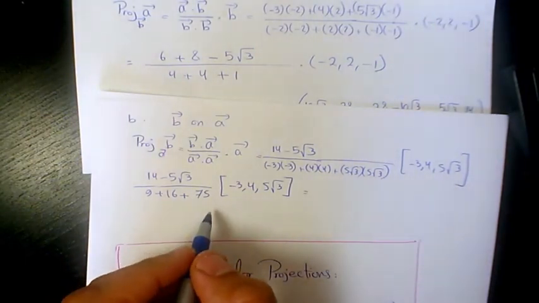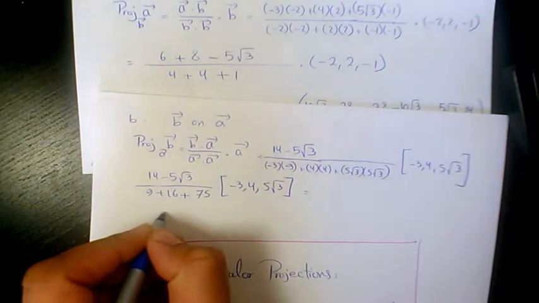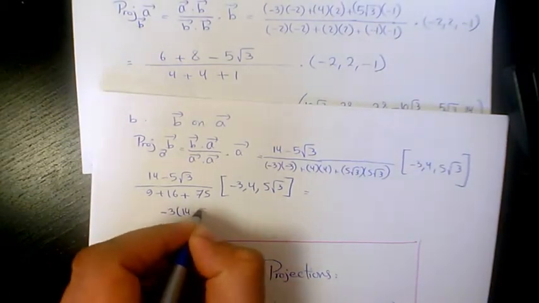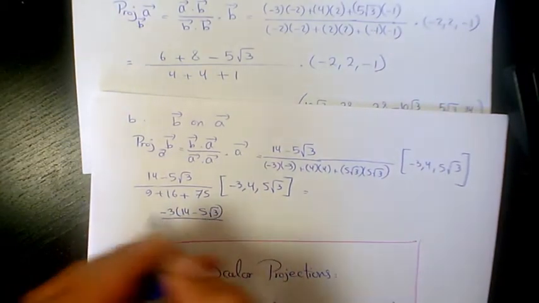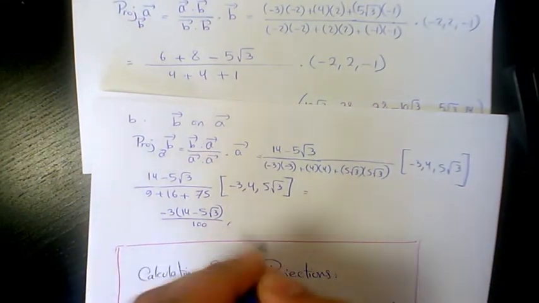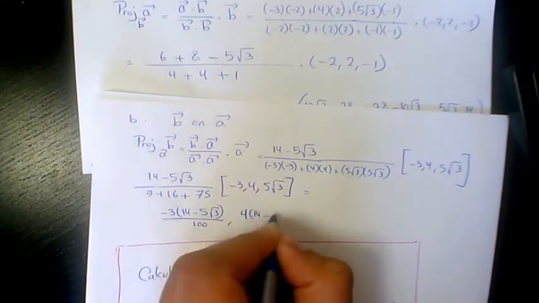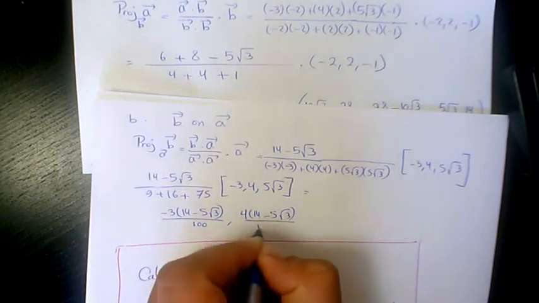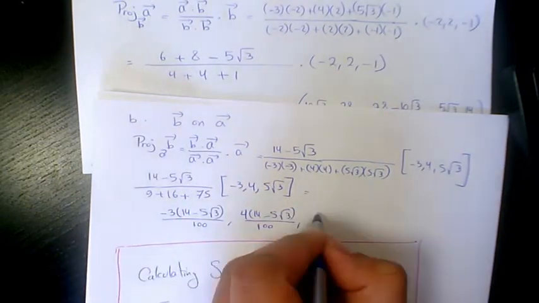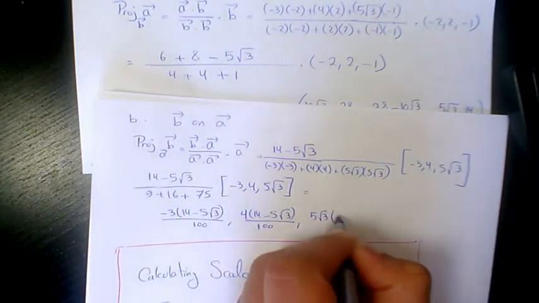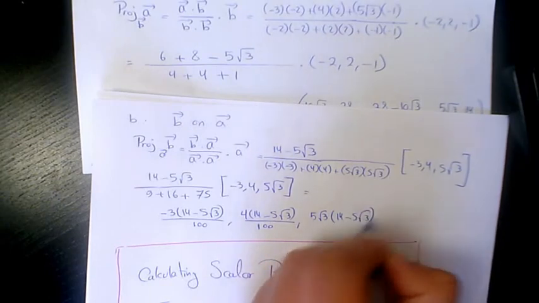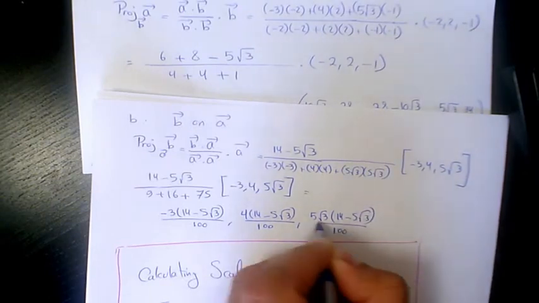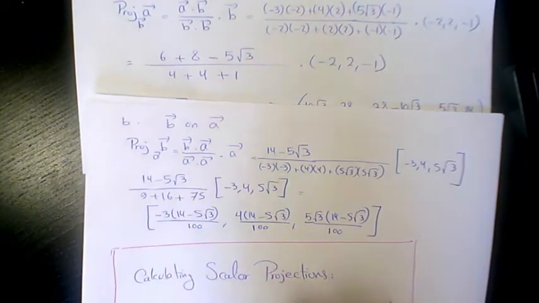And when you multiply it, it's going to be negative 3 times (14 minus 5 root 3) over 100, 4 times (14 minus 5 root 3) over 100, and 5 root 3 times (14 minus 5 root 3) over 100. So that's going to be the final answer to this question.